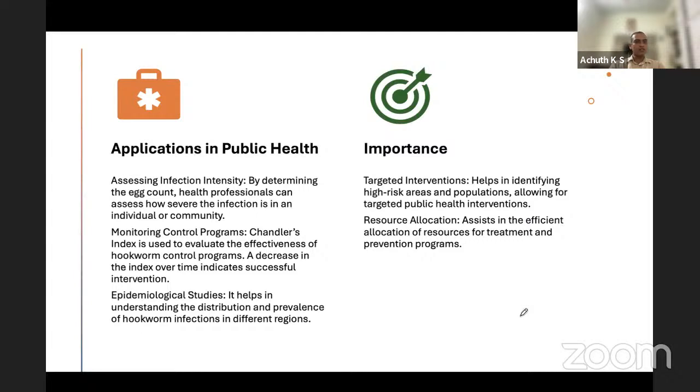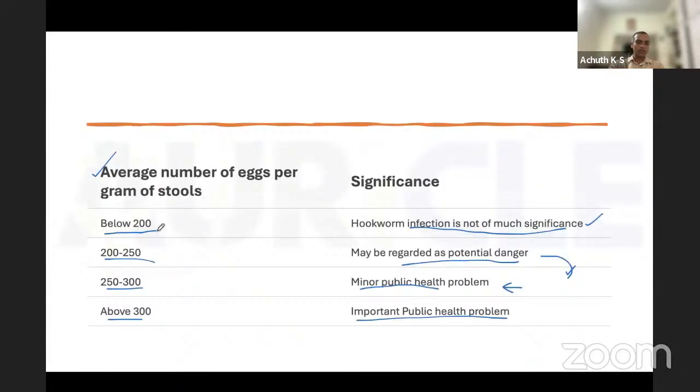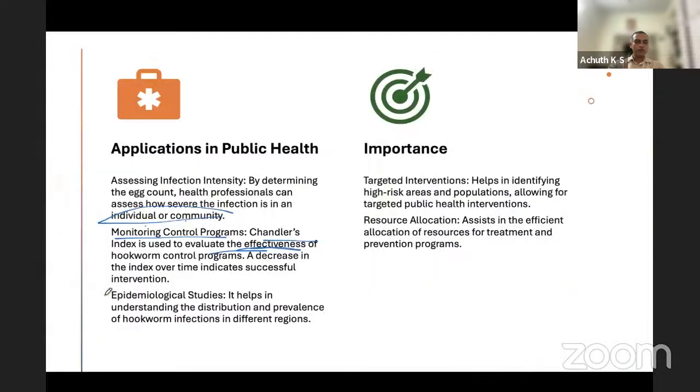What are the applications? Assessing the infection intensity by determining the egg count. How severe the infection is in an individual or community. And after you start a monitoring control program, you can use the Chandler index to evaluate the effectiveness. If the egg count is coming down from 250 to 200, that means it is coming down from a minor problem to potential danger. If it is increasing, that means the control program is not effective.